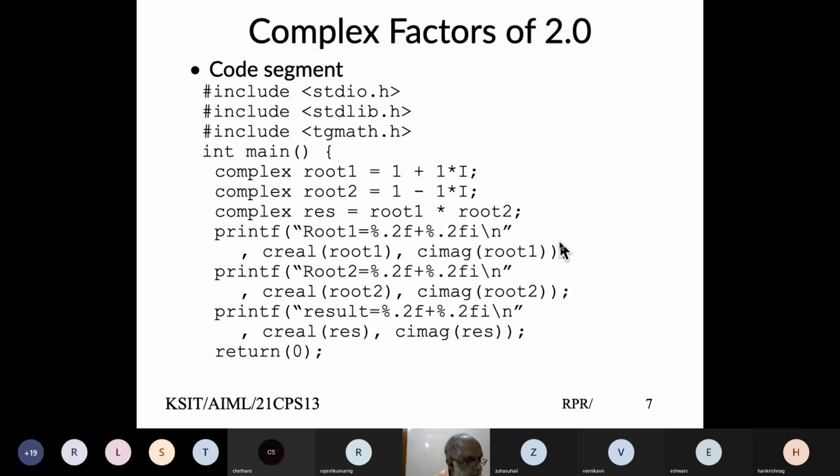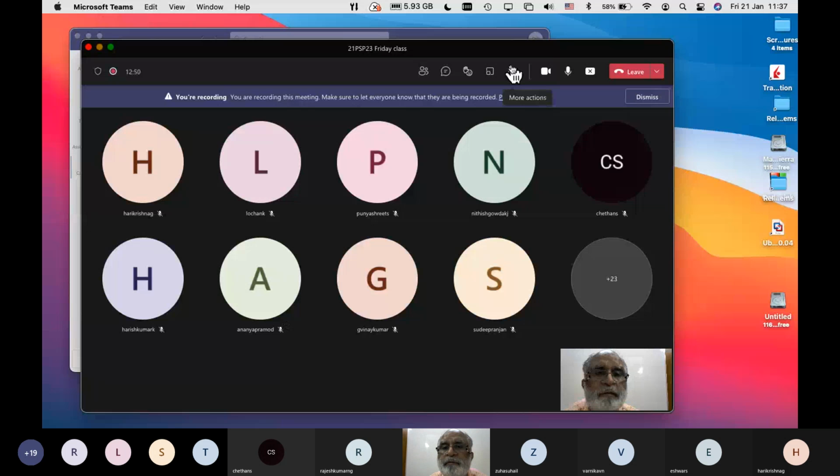Can you see the screen, please? Can it be confirmed? Yes, sir. Okay, let's start. I believe I started the recording, just wanted to confirm. Yes, we are recording. That's fine.